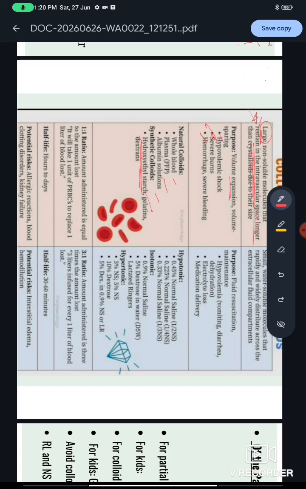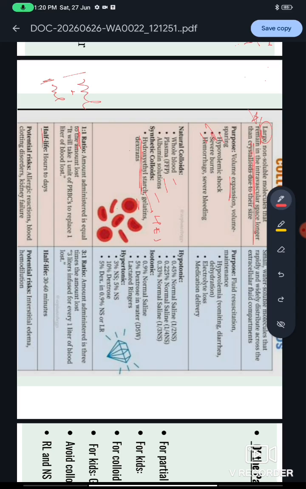So colloids include whole blood, fresh frozen plasma, albumin, HES. This is an important example. HES, you have to remember this. Gelatin, dextrans. How much colloid is to be given? For every 1 ml, the same amount of colloid is given. So the ratio is 1:1. Whatever fluid loss has occurred, we have to give the same amount of colloids.